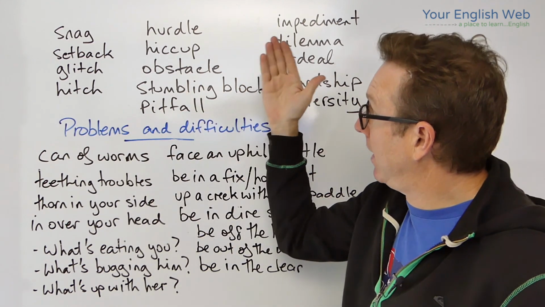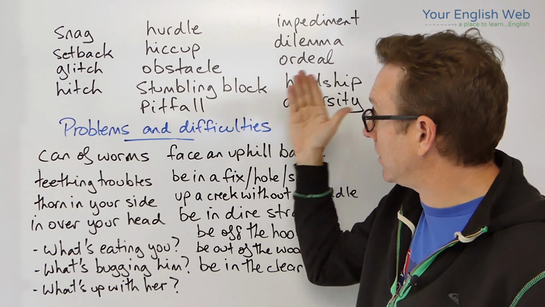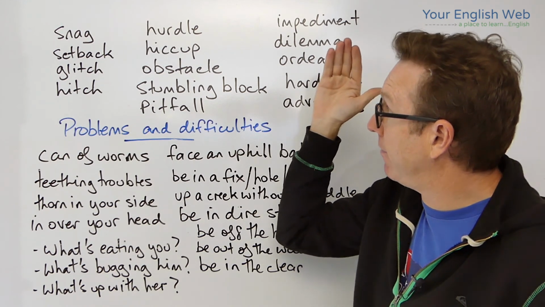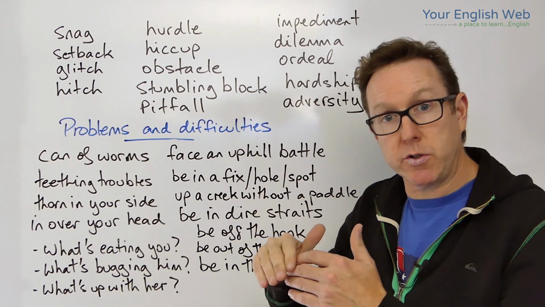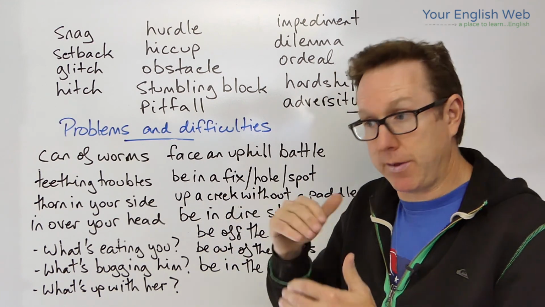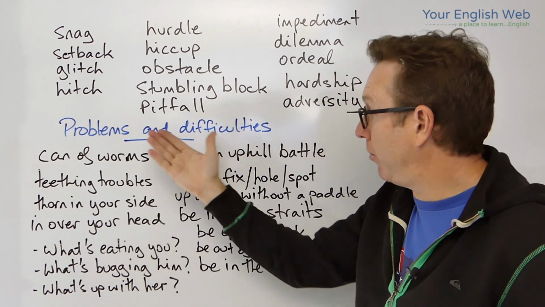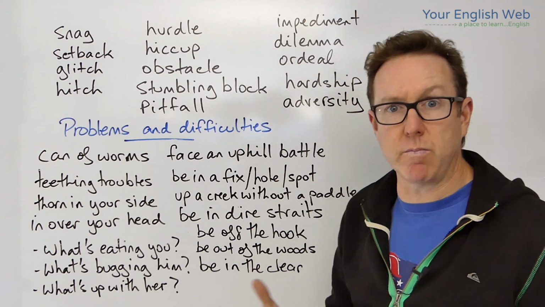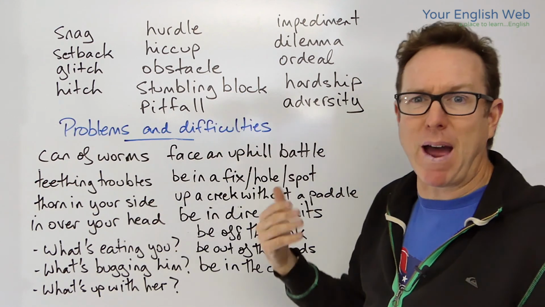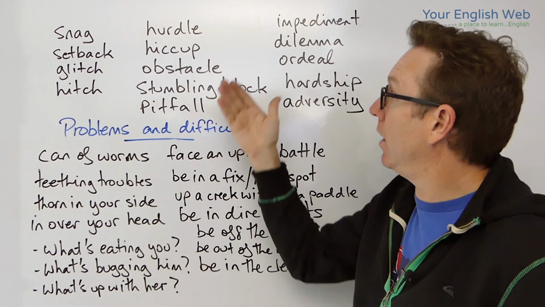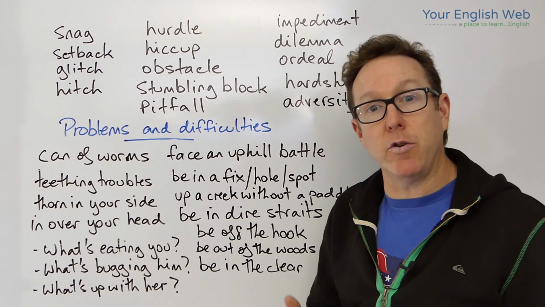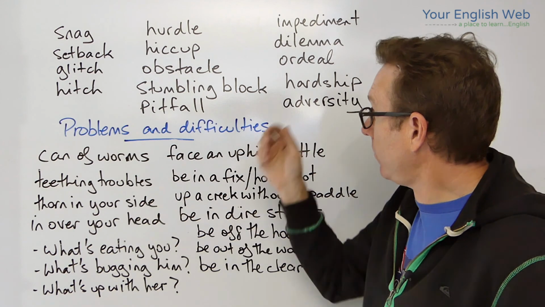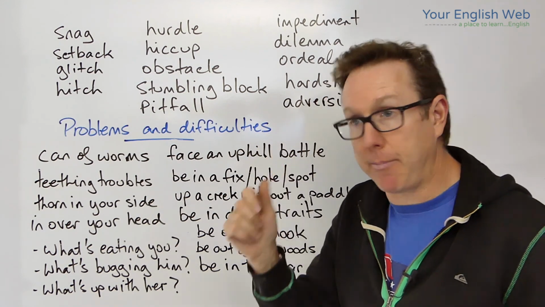Now these words here, hurdle, hiccup, obstacle, stumbling block and pitfall. So we can have some hurdles, so some obstacles, let's say, that we have to overcome. So problems or difficulties, hurdles. So hurdle and obstacle, quite similar, okay? Barrier is another word that you can use. Hiccup, not the normal use of the word hiccup, but hiccup meaning a slight problem. So you have a slight hiccup or slight problem.